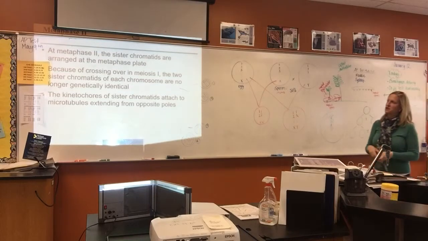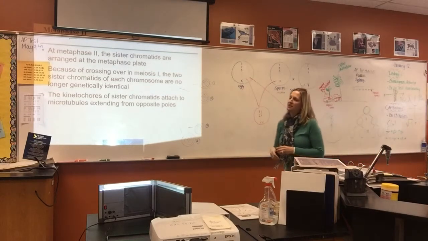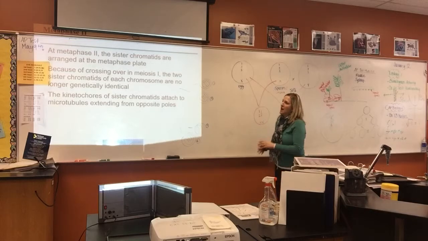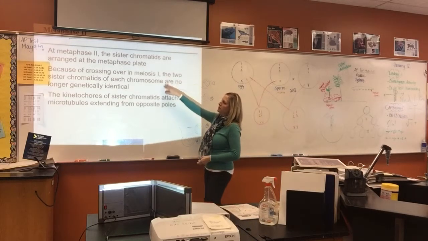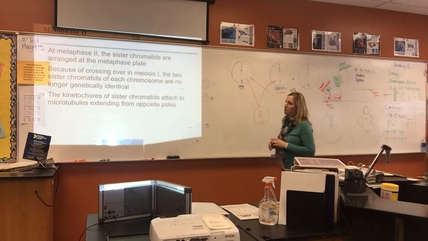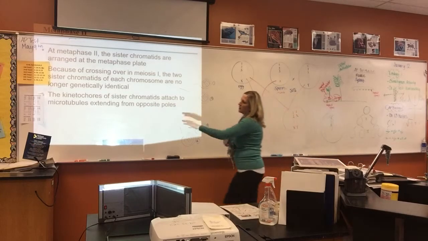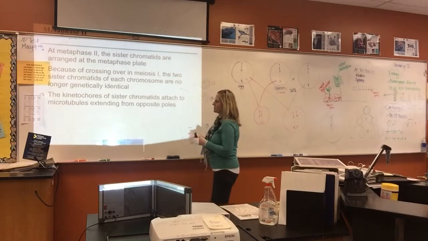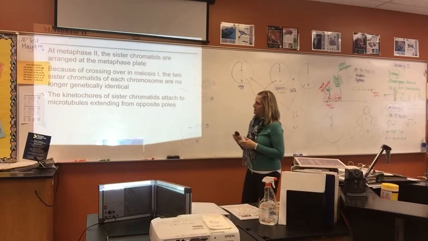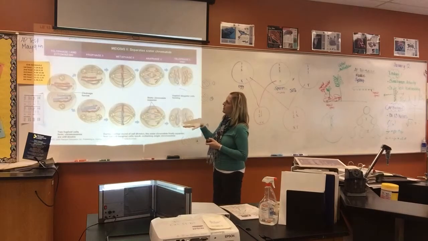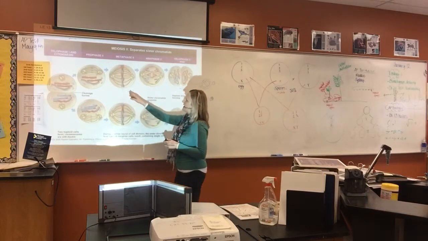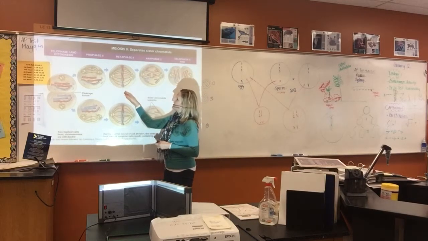At metaphase 2, the sister chromatids are arranged at the metaphase plate, and because of crossing over, the 2 sister chromatids of each chromosome are no longer genetically identical. You have kinetochores, these microtubules, attached on either side of the cell, extending from each side of the chromosome. So what we're looking at here, they're lined up single-file.